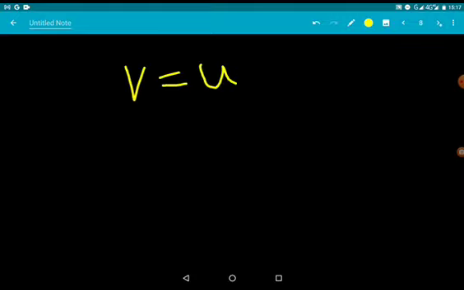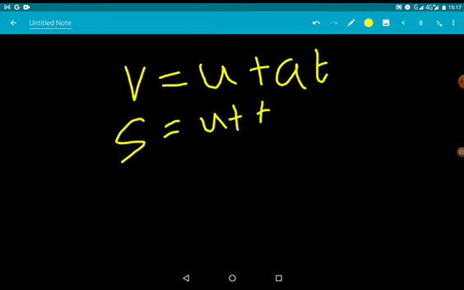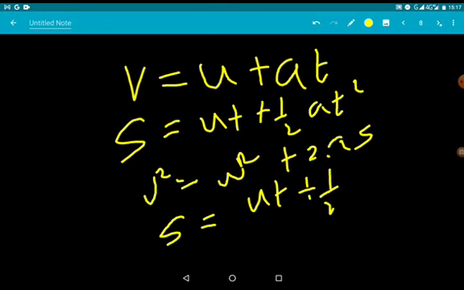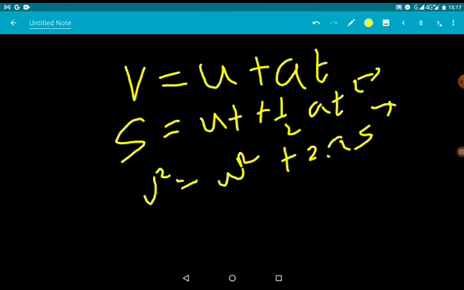First one is V equals U plus AT. S equals UT plus half AT squared. V squared equals U squared plus 2AS. What else? S equals UT plus half AT squared. Okay, we wrote that. V equals U plus AT, S equals UT plus half AT squared, V squared equals U squared plus 2AS.